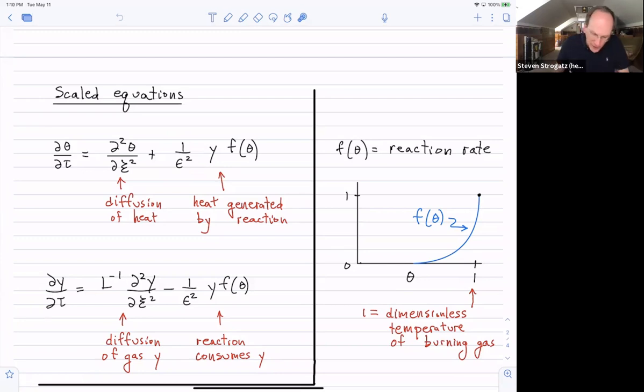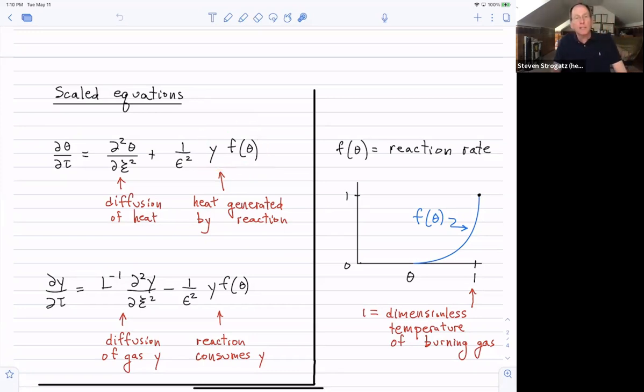So anyway, think of this as the term corresponding to the heat generated by the reaction. Whereas this term in the gas equation is showing us that the reaction is consuming the gas, Y, at the same time as it's generating heat. Meanwhile, the gas itself can diffuse, and it's got this kind of diffusion with, in this dimensionless form, the Lewis number entering here. So as I say, two coupled diffusion equations coupled through this nonlinear term, a Y times an F of theta.